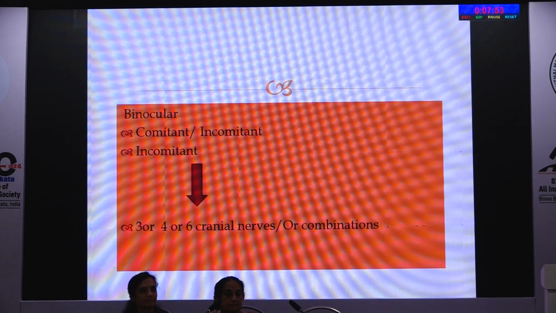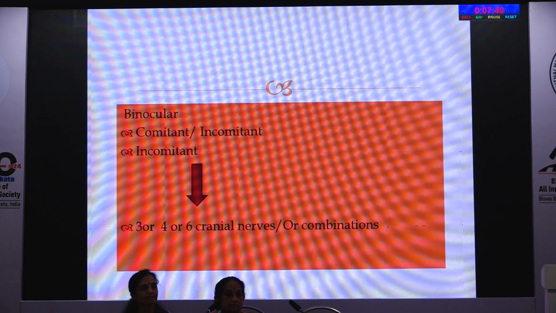Now coming to the binocular one, which we are more concerned about, and which needs a proper diagnosis, you can think of a comitant part and an incomitant part. In the incomitant type, from an ophthalmologist's point of view, you think towards the third, fourth or sixth cranial nerve. It's not that you should not think about the other cranial nerves, but your main concern will be the third, fourth or sixth cranial nerves, or a combination of them.